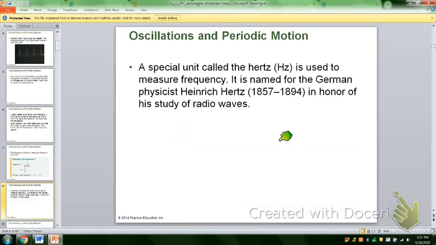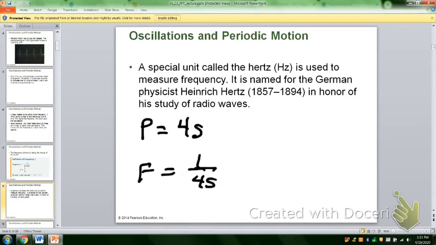All right, and so how do we measure these? As we had said before, period is measured in seconds, but frequency is 1 over S typically. So if your period is equal to 4 seconds, your frequency is equal to 1 over 4 seconds, meaning 1 cycle per 4 seconds.